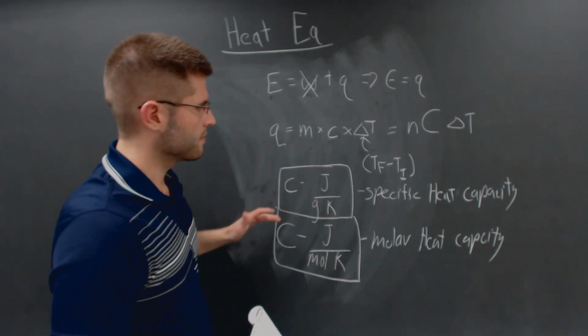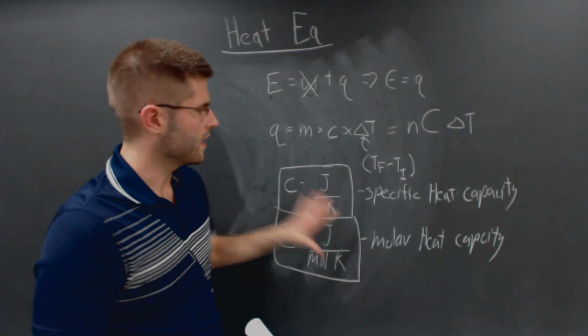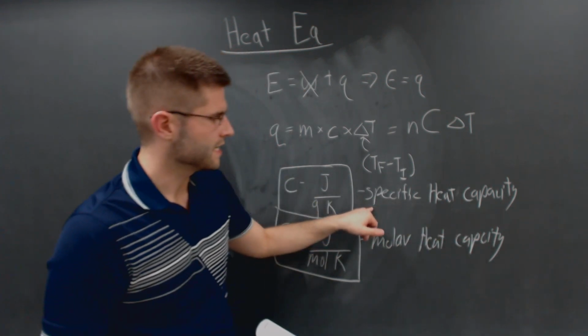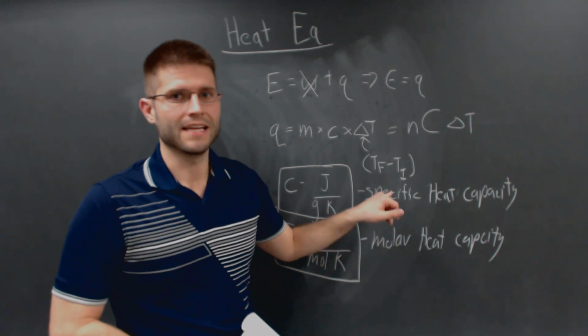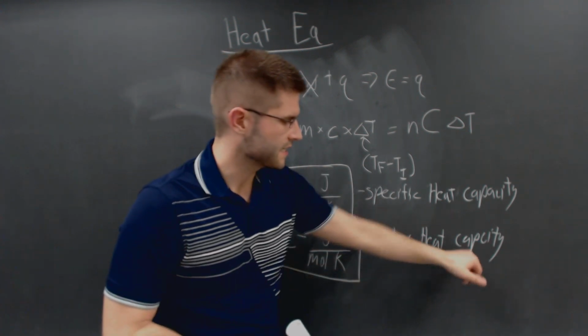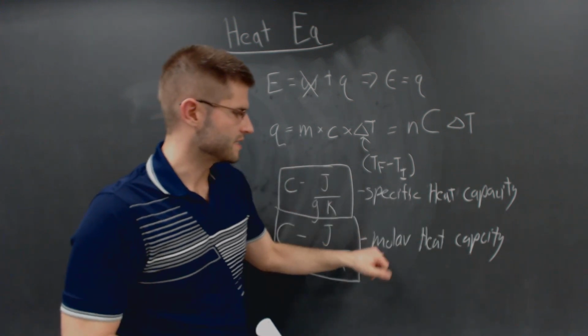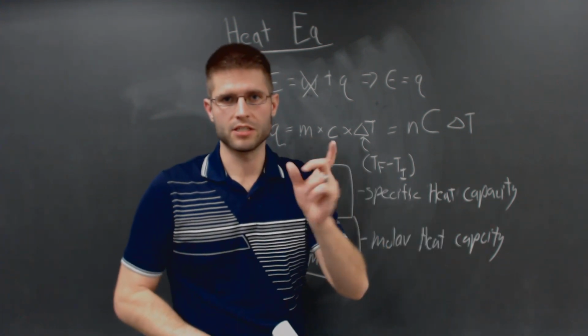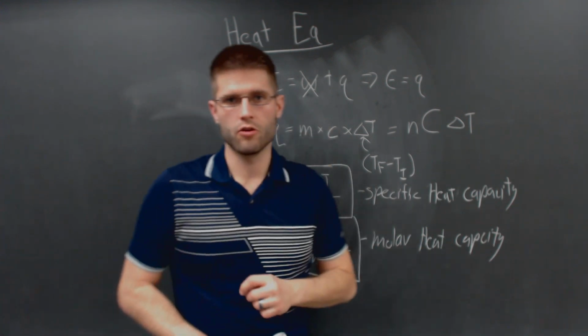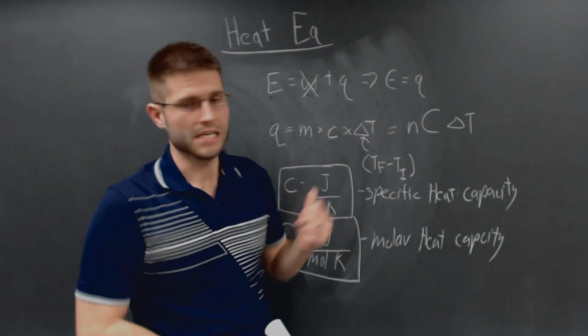We'll work on a lot of problems like this tomorrow. I just want to break down the equation and hopefully give you a better understanding of what the specific heat capacity is. It's a constant, and it's constant for the species being looked at. And then we have a molar heat capacity. This is also a constant, but it's a constant that changes with the substance that we're looking at. So we'll do a lot of problems tomorrow, but that's all I want to show you about the heat equation.